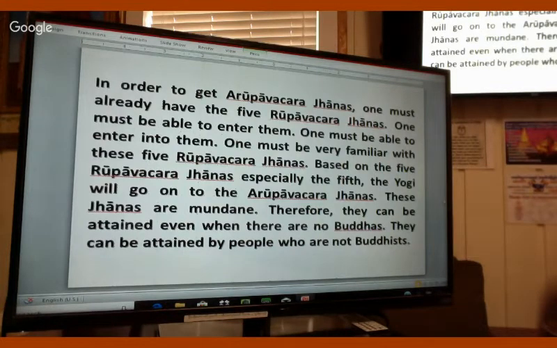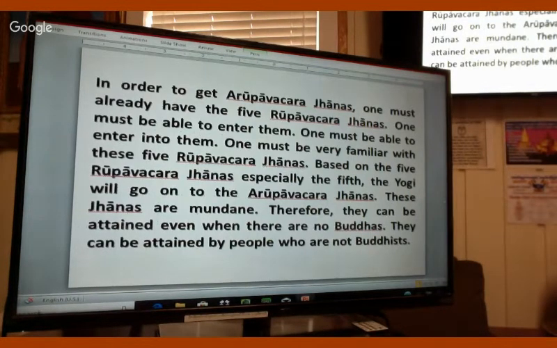So the Arupa jhana is possible at any time, even though there's no teaching of the Buddha, and even though they are not Buddhist. Arupa jhana is possible in other beliefs, whatever belief. If they practice according to that jhana accordingly, they can attain the kind of power of jhana. So there's no need to become a Buddhist.